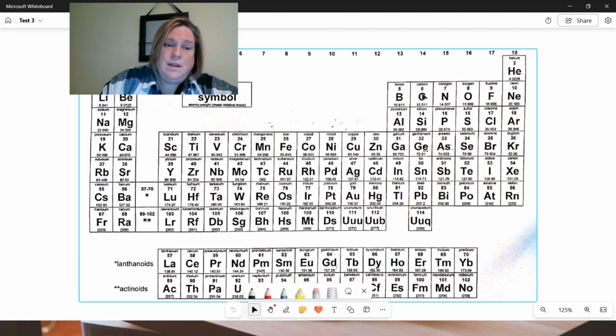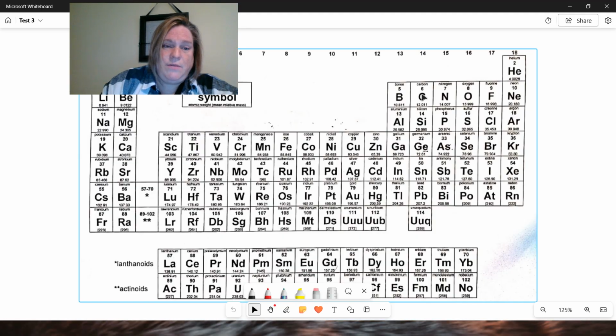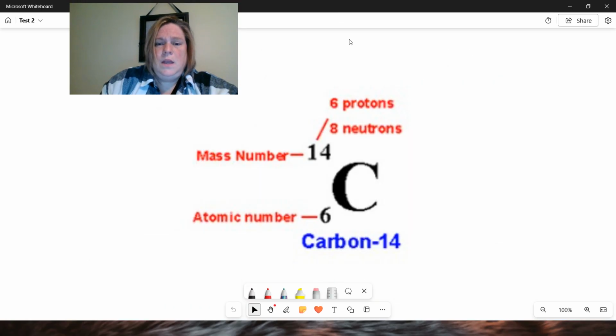What's really cool about this number also is it can be the number of electrons if the atom is neutral. And I know it's neutral if it doesn't have a plus or minus charge on it. So here is carbon's nuclear notation.